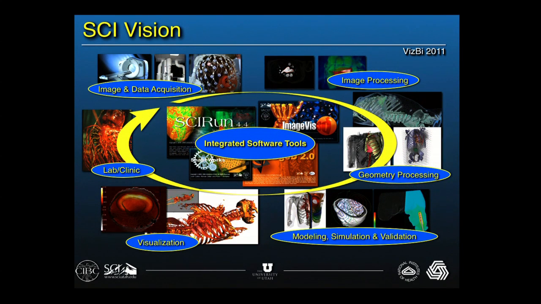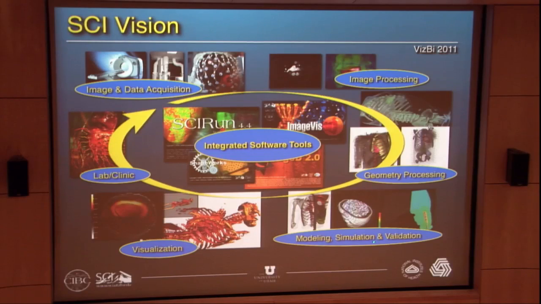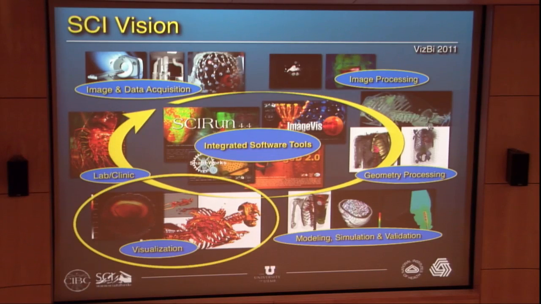This is a vision that we have at SCI about how we want to tie image acquisition together with image processing, geometry processing, modeling, simulation, and visualization, and to drive the results back into the lab or the clinical setting. We had to find some place in this diagram to put visualization, so it ended up down here in the lower left corner, but it really is a part of every one of those steps. Again, you've seen examples of that. You'll see more examples of that.